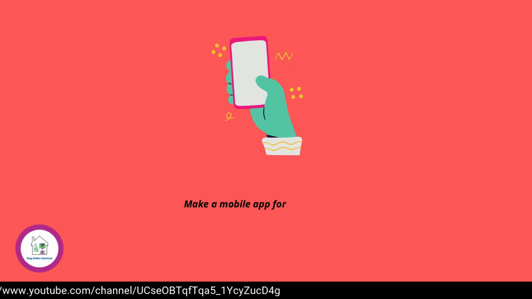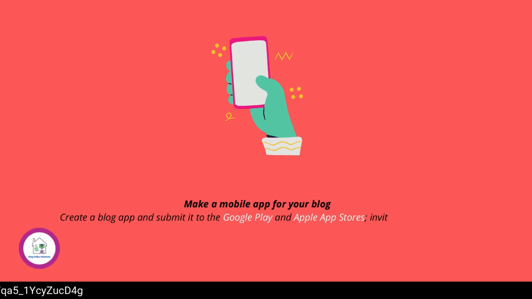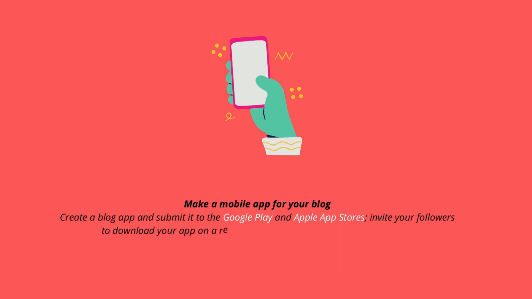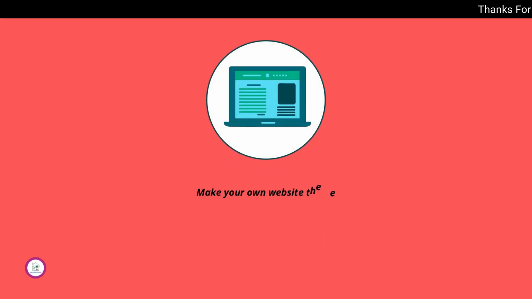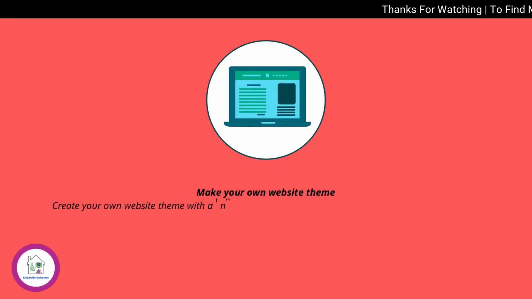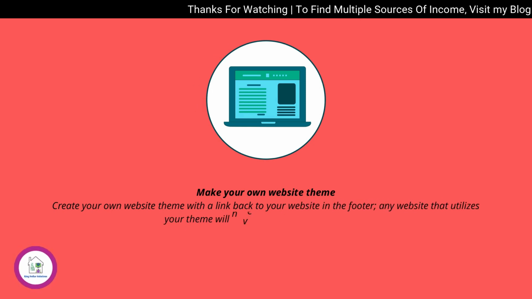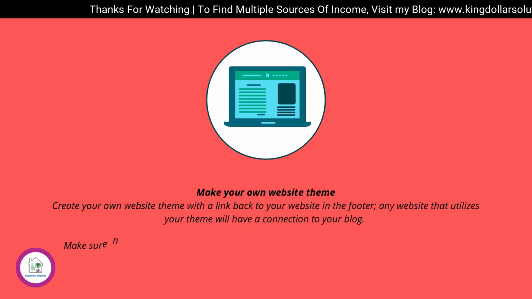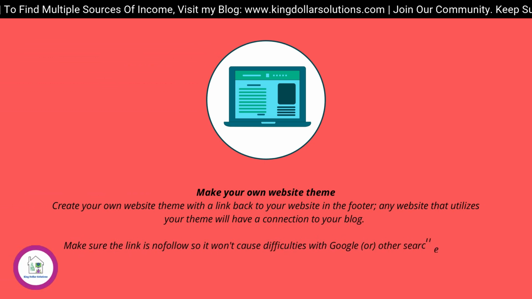Make a mobile app for your blog. Create a blog app and submit it to the Google Play and Apple App Stores. Invite your followers to download your app on a regular basis and promote it on relevant app sites. If more people download your app, Google will begin to promote it to its readers, increasing your traffic. Make your own website theme. Create your own website theme with a link back to your website in the footer. Any website that utilizes your theme will have a connection to your blog. Make sure the link is nofollow, so it won't cause difficulties with Google or other search engines.